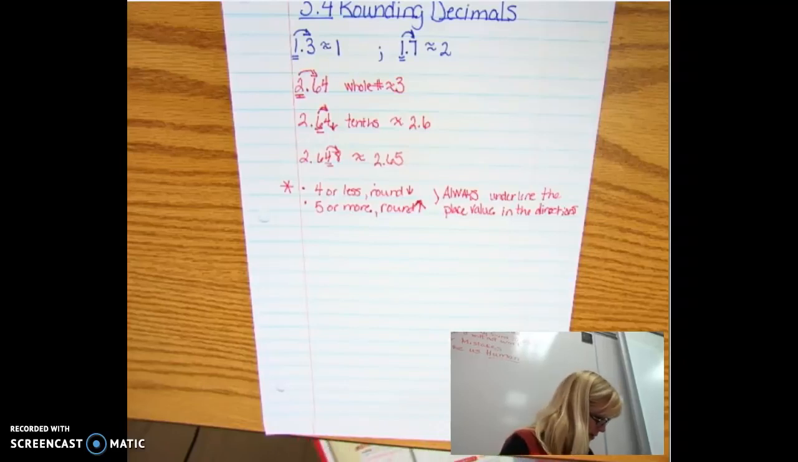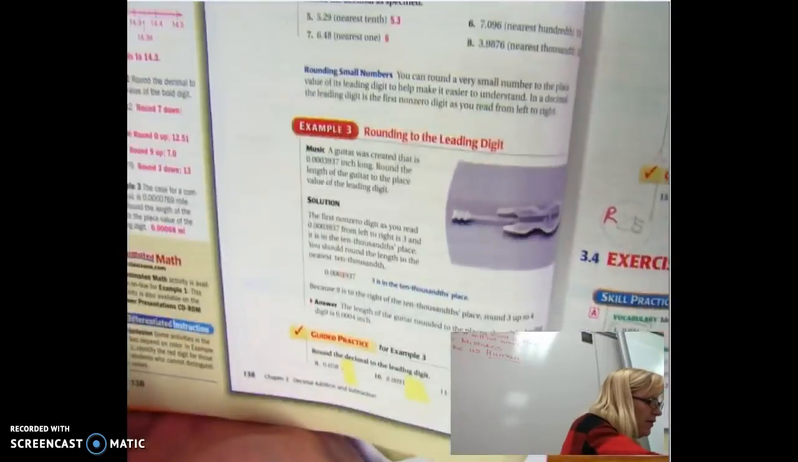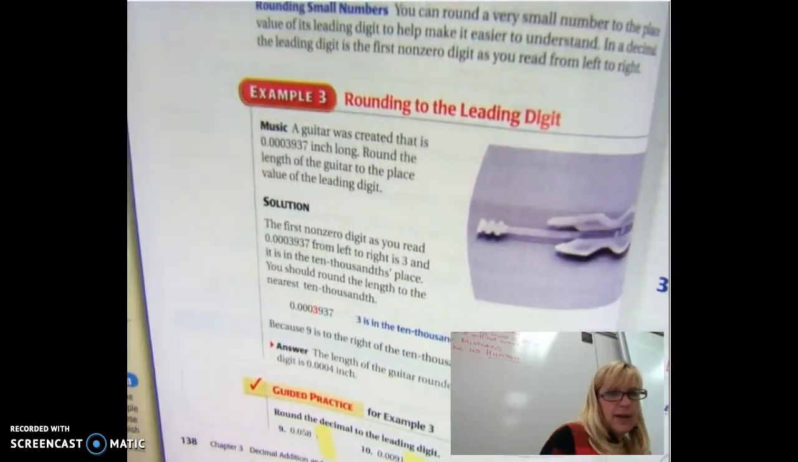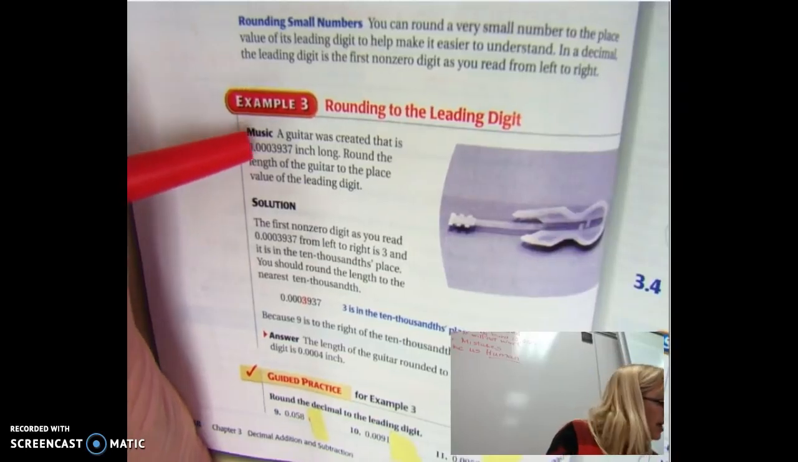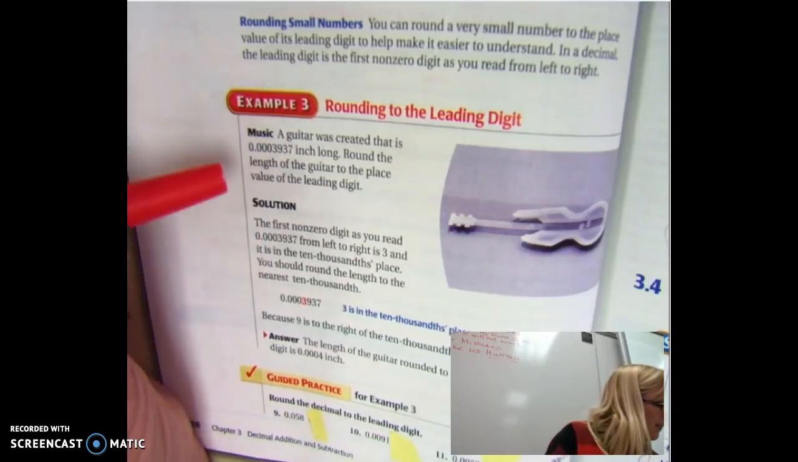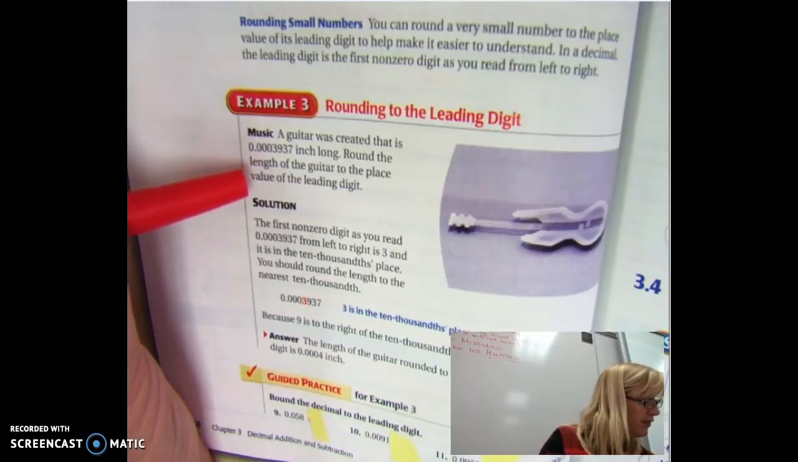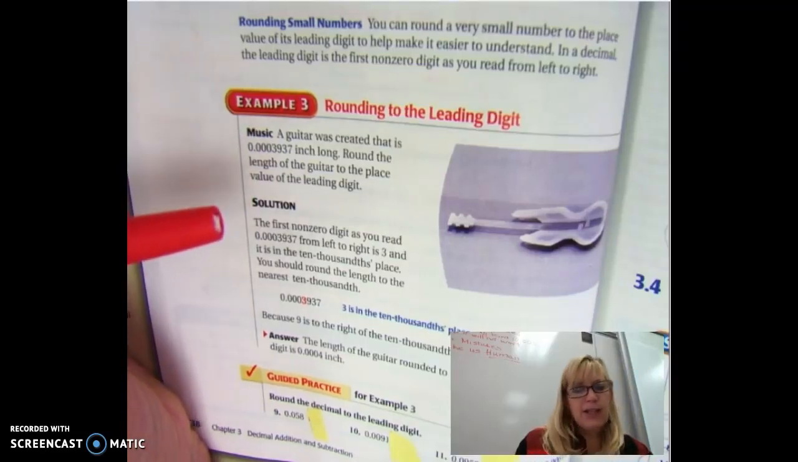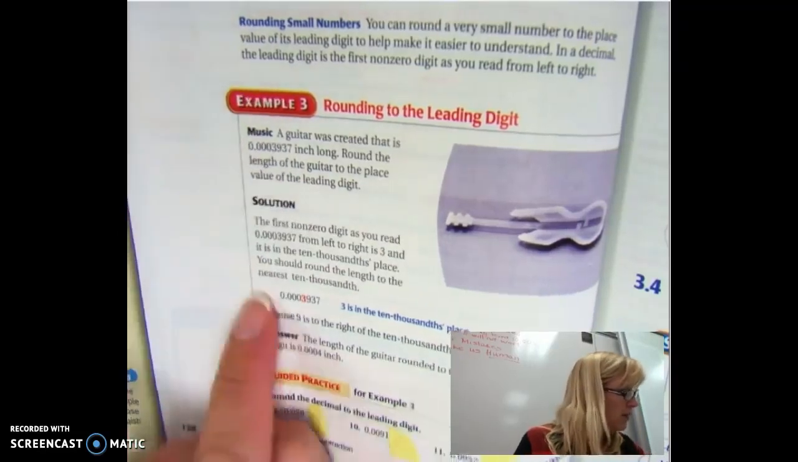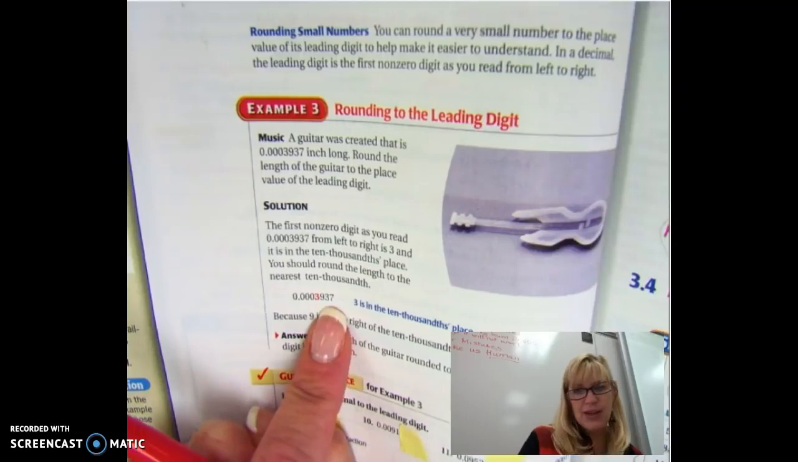All right, we are going to talk about rounding the decimal to the leading digit. So I'm going to pop my book up here so you can see the example. And if you look right here, it says a guitar was created that is 0.0003937 inches long. That's pretty tiny. Round the length of the guitar to the place value of the leading digit. Well, what is the leading digit in this number? That would be the 3. It's the first number you come to after all those zeros. The rest of the numbers are so tiny they're almost negligible.